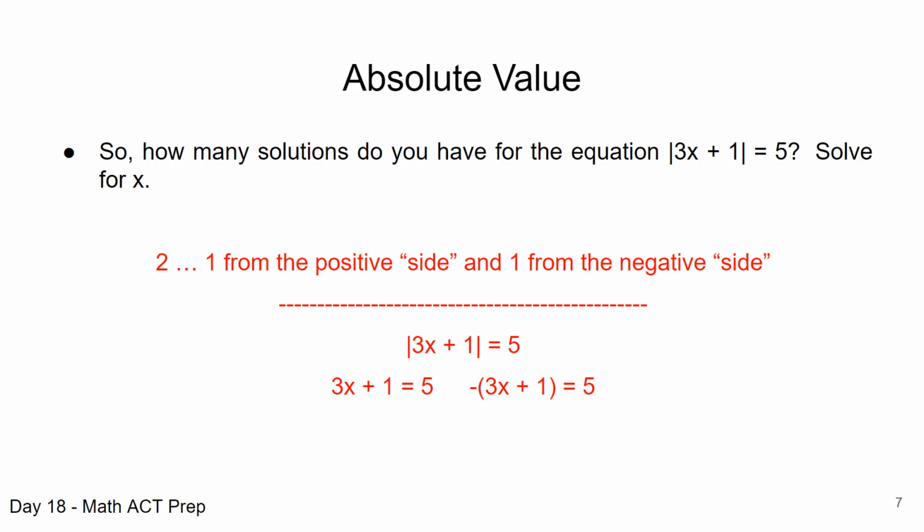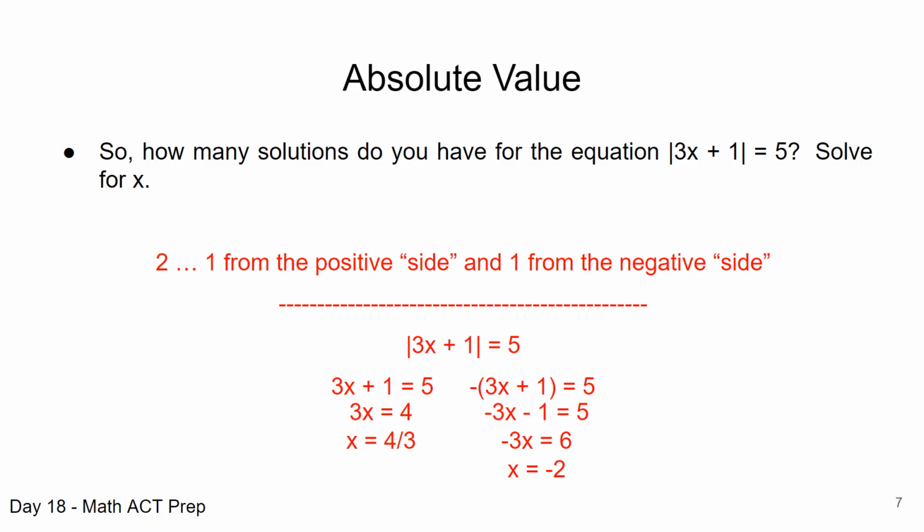On the left-hand side, we put the positive value. On the right-hand side, in this case, we put the negative. We'll run through and solve, and one value of x turns out to be 4/3, and the other value of x when we solve is -2. So you have two answers in this case when we have the absolute value.